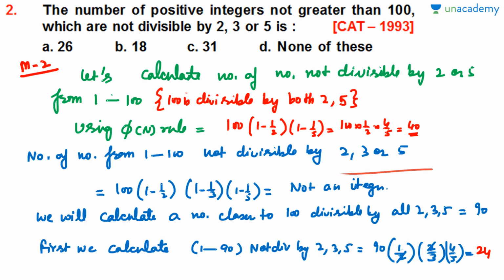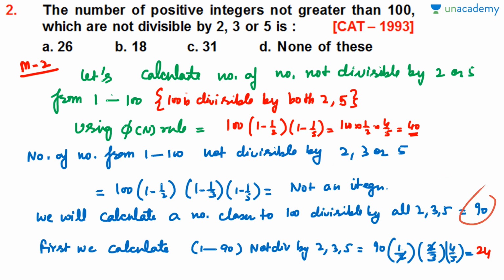The problem is this: if we apply the same approach that we applied in the phi-n method, it would be 100 into (1 minus 1 by 2) into (1 minus 1 by 3) into (1 minus 1 by 5). But if we solve this, it would not be an integer. So what we'll do? We'll calculate a number nearest to 100, less than 100, which is divisible by all of 2, 3 and 5, that is 90.